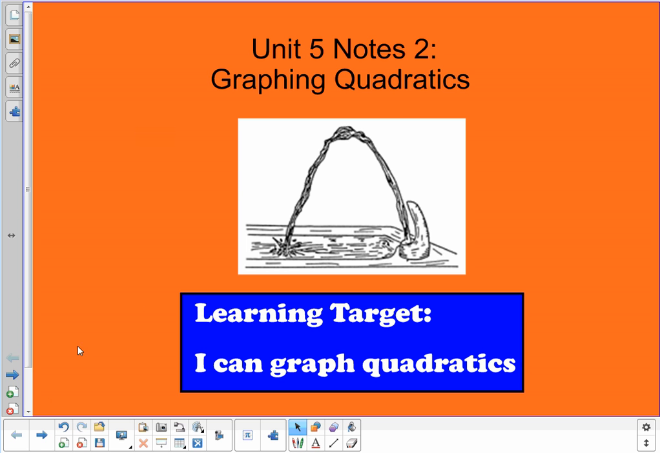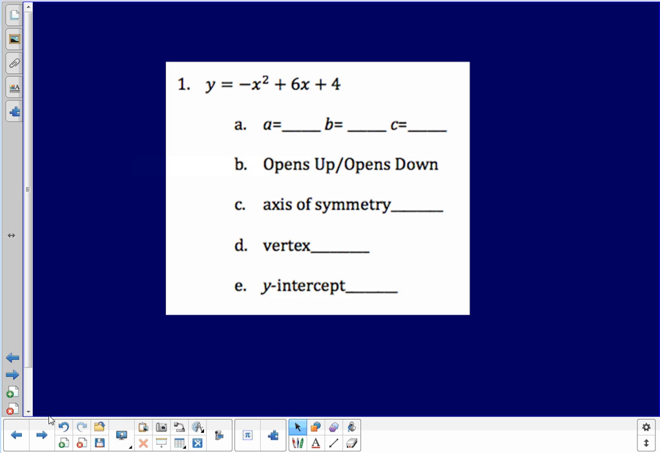Today we're talking about how we can actually graph quadratics. So let's just review from yesterday what we talked about. We found all of these different parts of a parabola, or of the quadratic equation. The first thing I did was identify the a, the b, and the c.